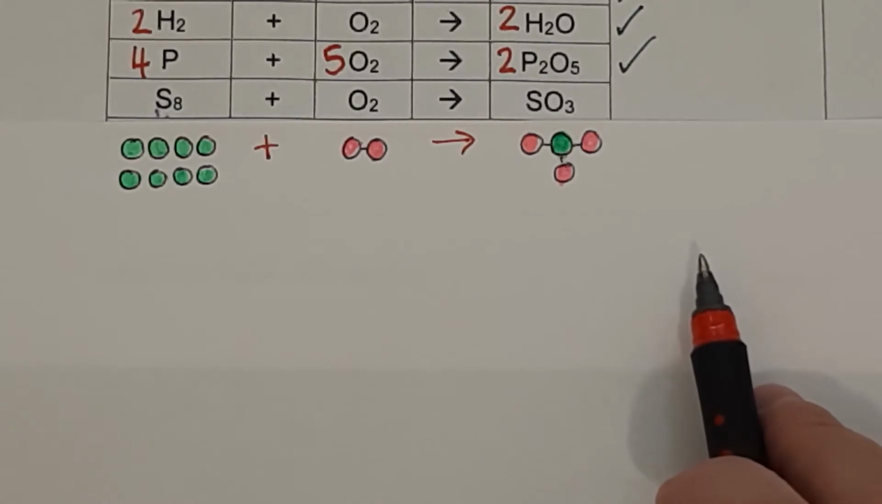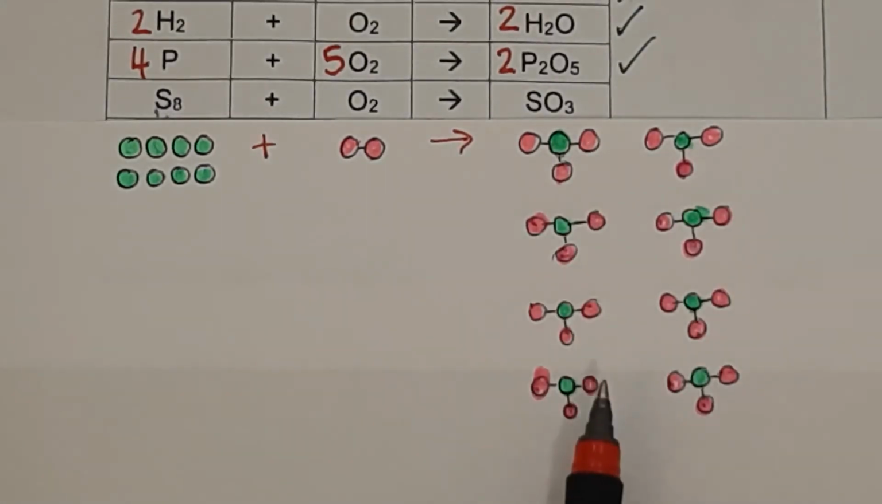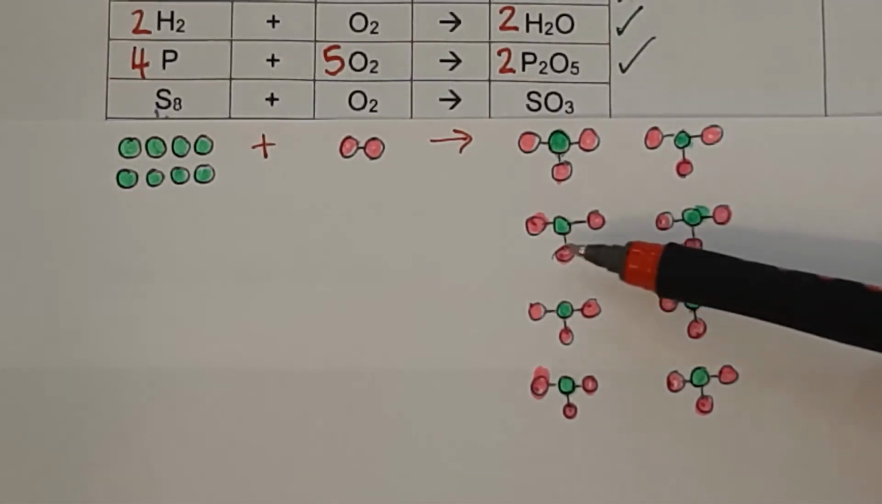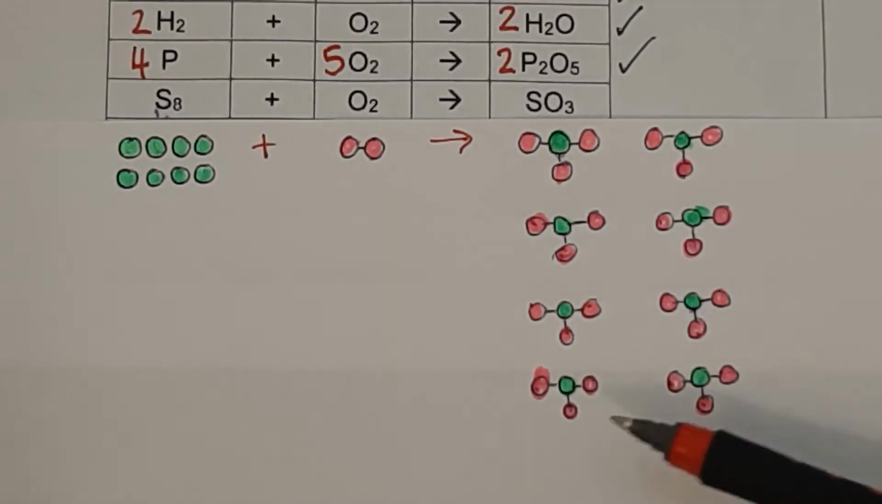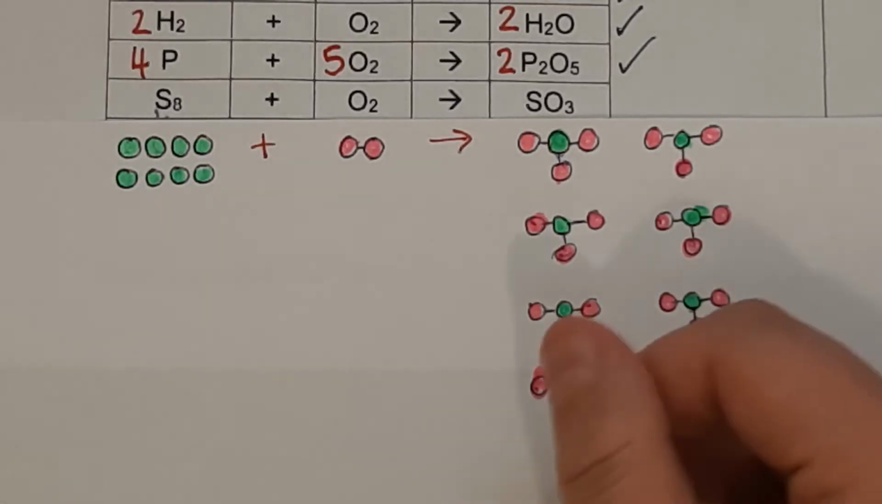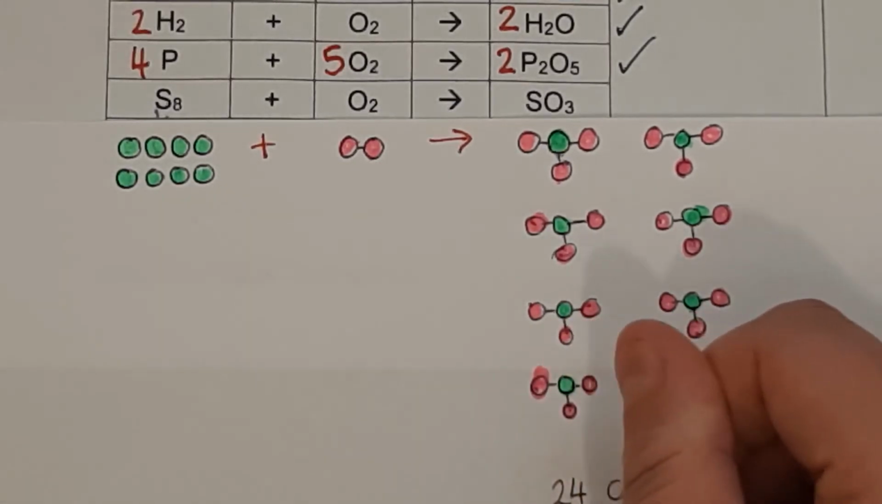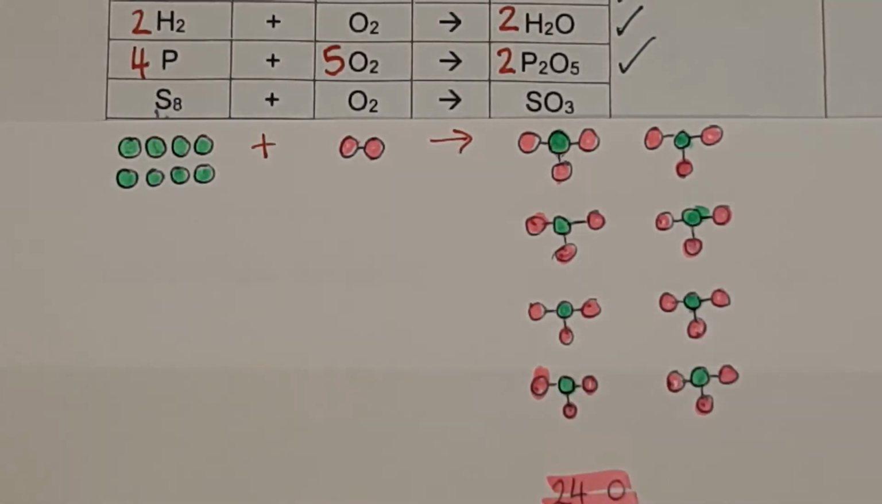So let's do that. So now see we have quite a lot more oxygens after than we have before. So let's count them. 3, 6, 9, 12, 15, 18, 21, 24. So there are 24 oxygens this side. Okay, and you can write that down. If you need to write that down, you can.